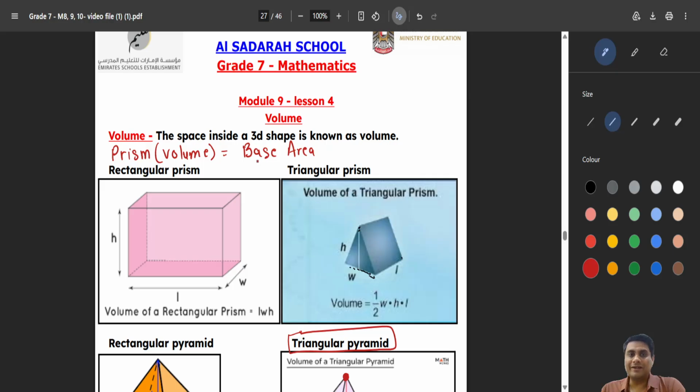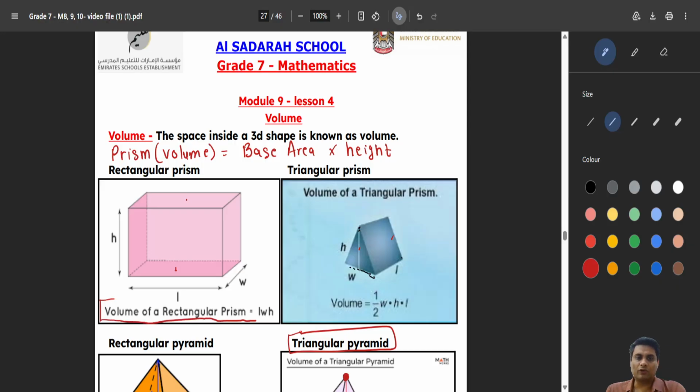and base means the shapes which are the same, like here we took bottom and top, here we took front and the back. So we have to find its area and then multiply it with the height of the prism. This is the basic formula. So using this formula, let us find the volume of the rectangular prism. See, a formula is already given here.